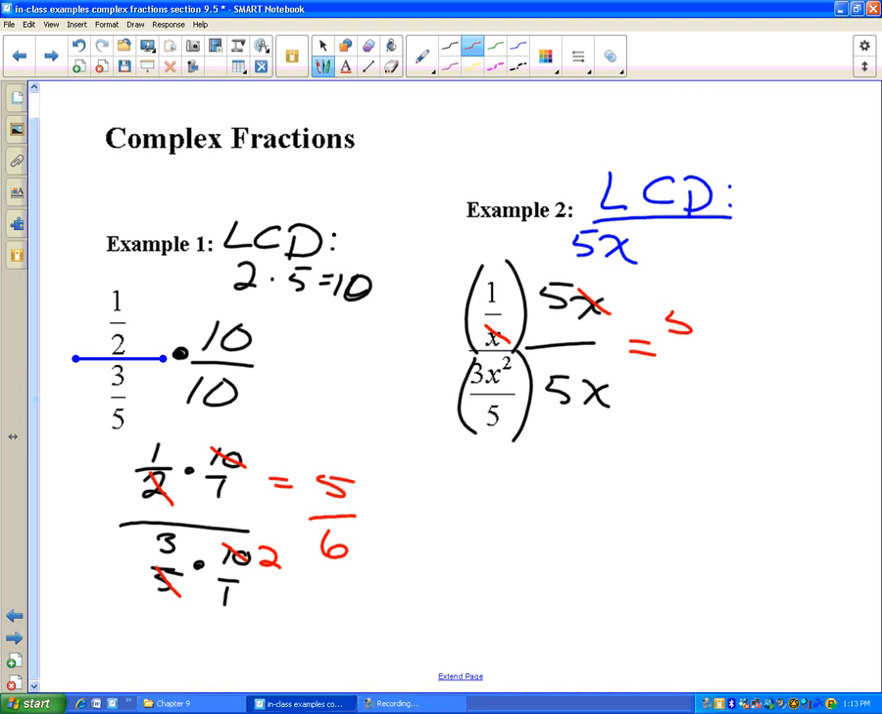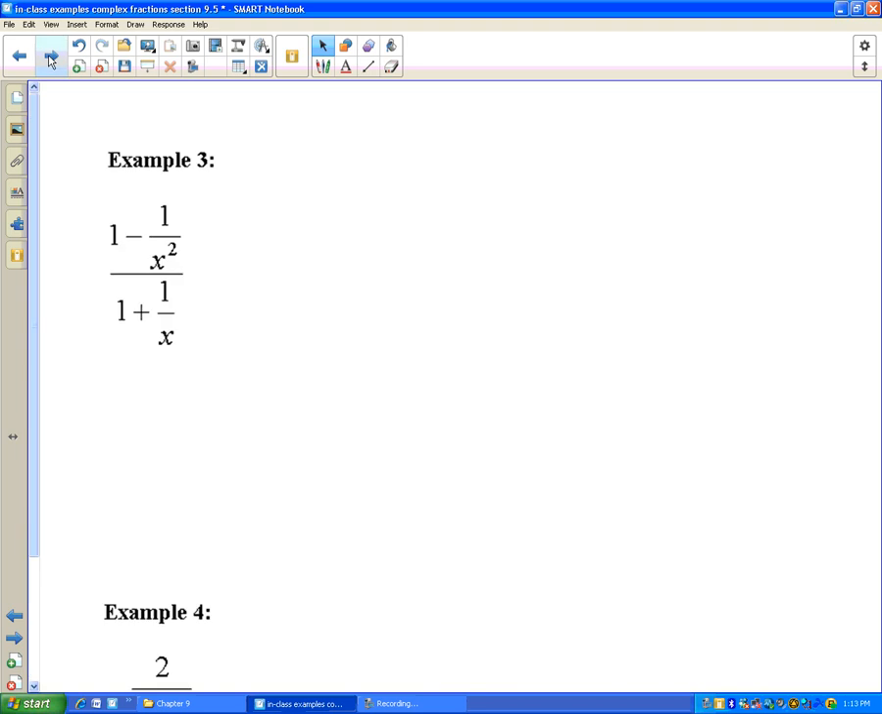1 times 5 is 5. The 5's cancel. 3x squared times x is 3x cubed. Every single time I do this, my small denominators should cancel out, leaving one fraction, not two fractions within a fraction, but leaving one fraction. This makes example 3 easier, while the other steps would make it more difficult.